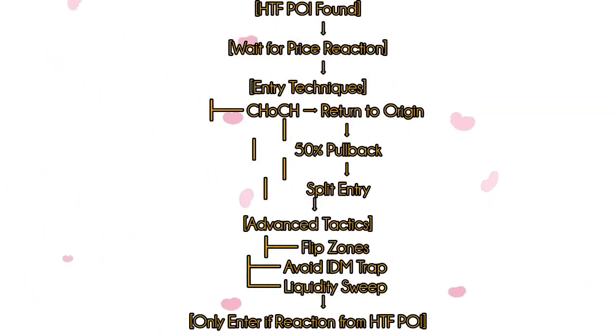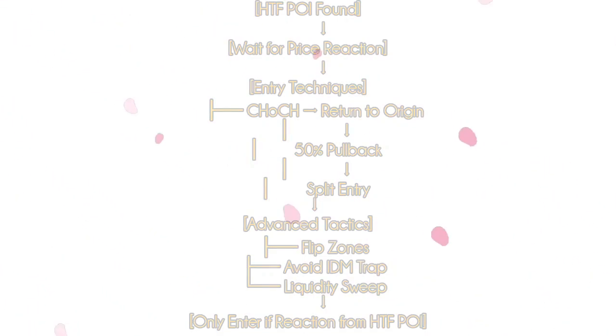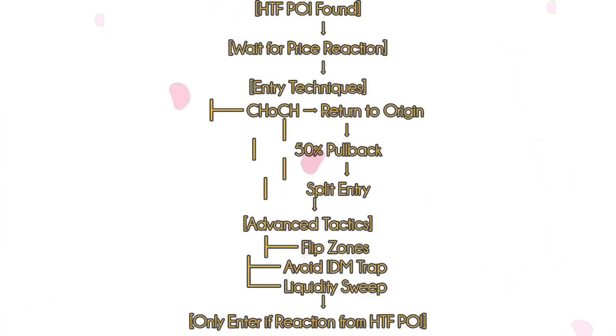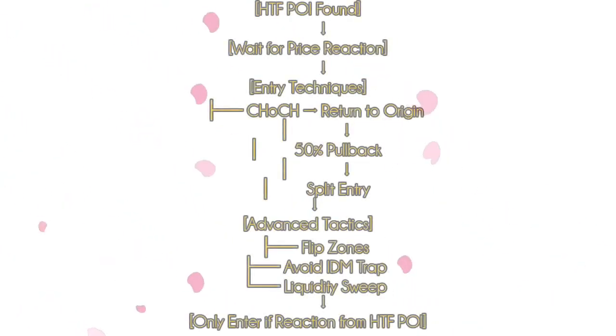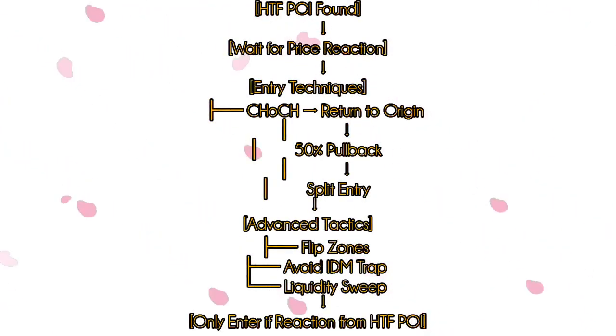We then delved into more advanced concepts, learning how to read the market's deeper intentions by identifying flip zones and avoiding the inducement (IDM) trap. Finally, we explored the most predatory entry style, the liquidity sweep, where we enter after the market has hunted the stops above or below a key level. The golden rule for all these techniques remains the same. They are only valid as a reaction to a significant higher time frame point of interest.